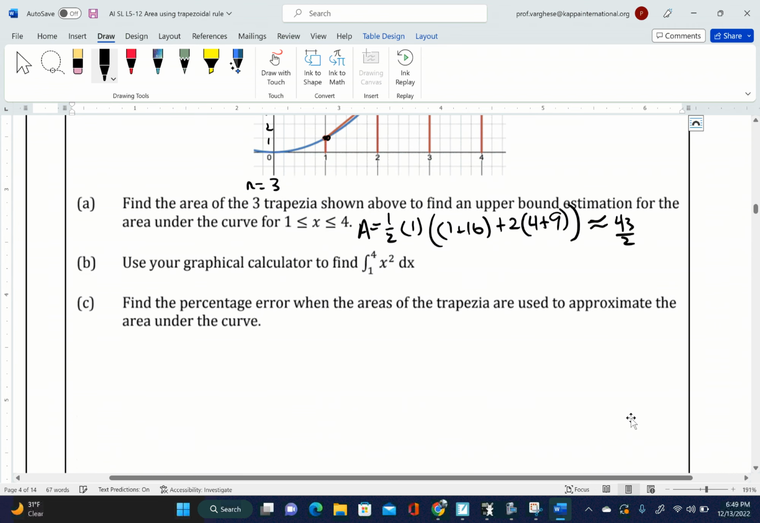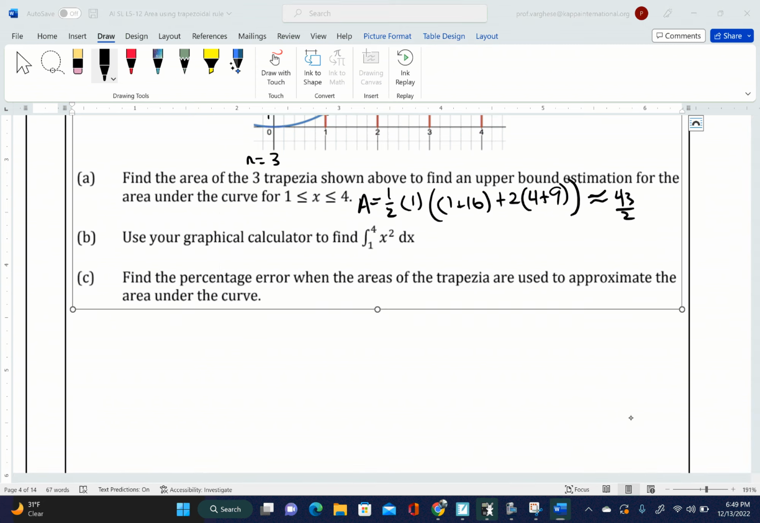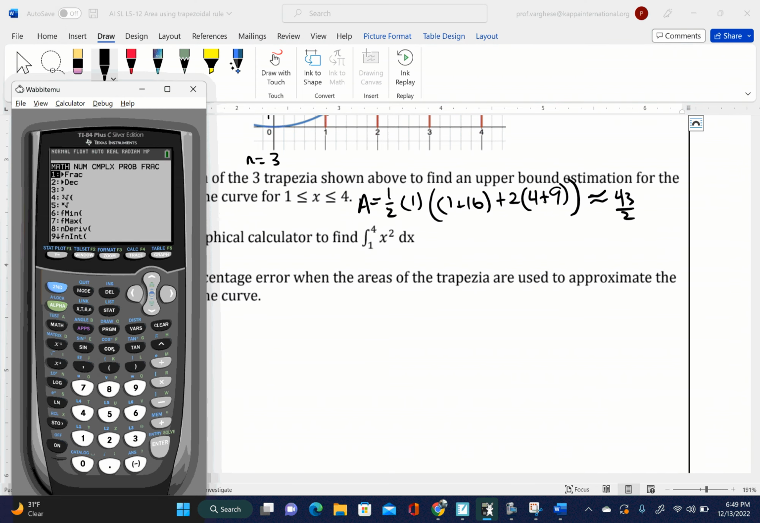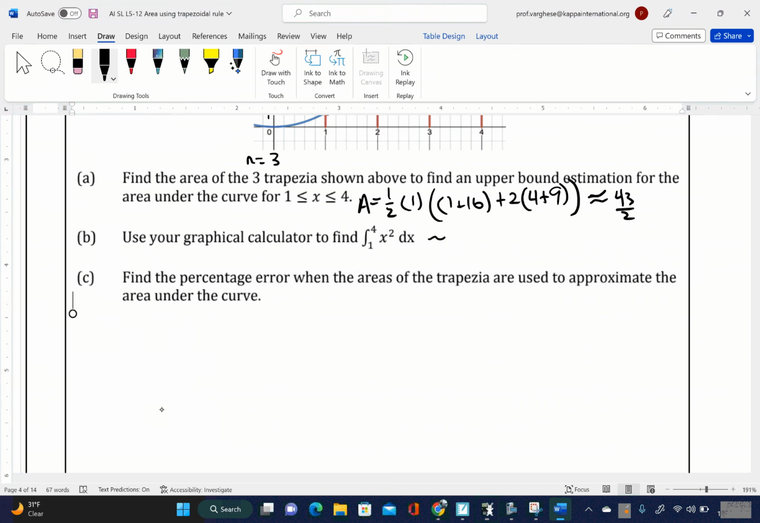Then it says using my graphing calculator. So I'm going to take my calculator, math, option number 9. I'm going to go from 1 to 4, plug in my function, which is x squared dx, hit enter, and I get that this number is about 21. Well, this is exactly 21, right?